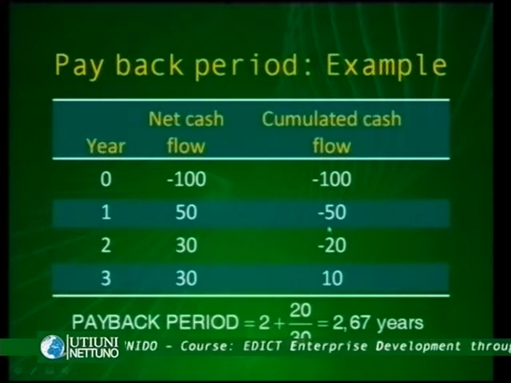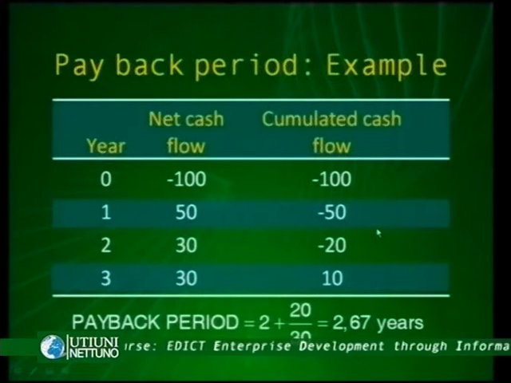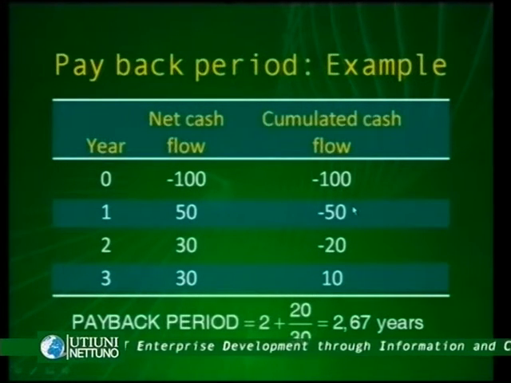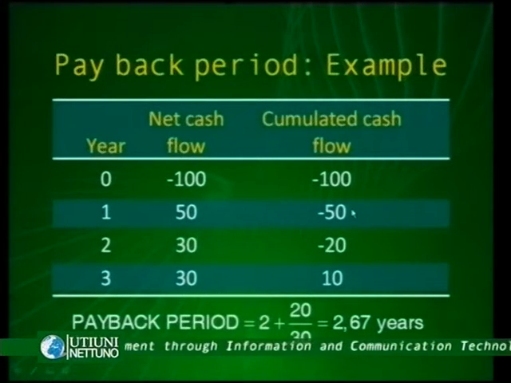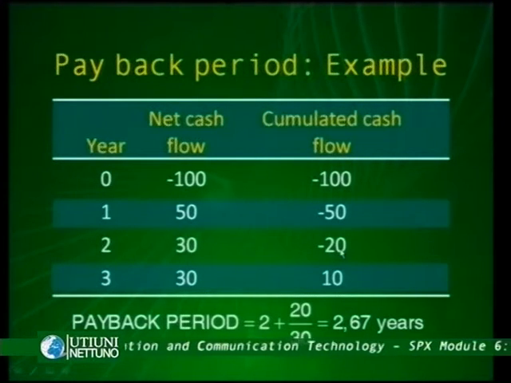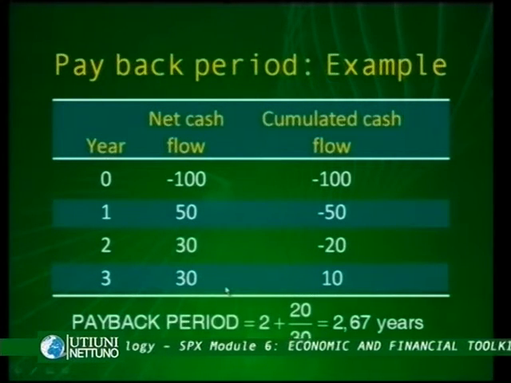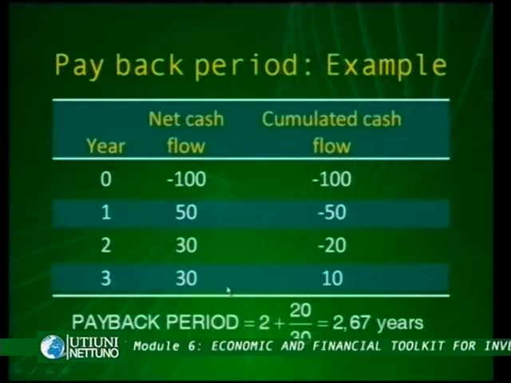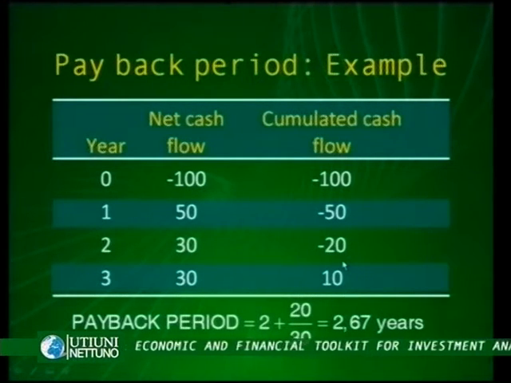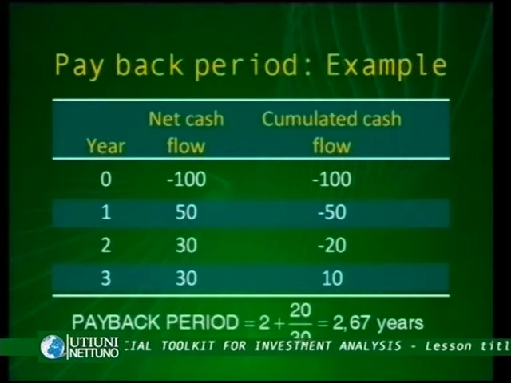So at time 2, the cumulative cash flow will be equal to the cumulative cash flow at time 1 plus the inflow generated at time 2. So it will be minus 50 plus 30, minus 20. And finally, in year 3, the cumulative cash flow will be equal to minus 20, that was the cumulative cash flow of the year before, plus 30, that is the net cash flow at year 3, and so we will finally have a cumulative cash flow that is positive, and is equal to 10.